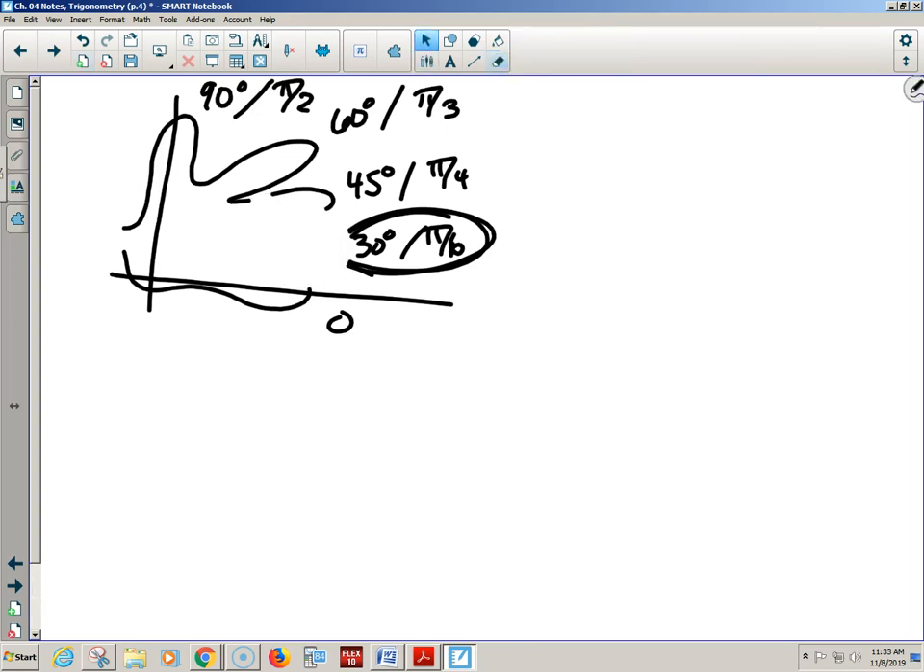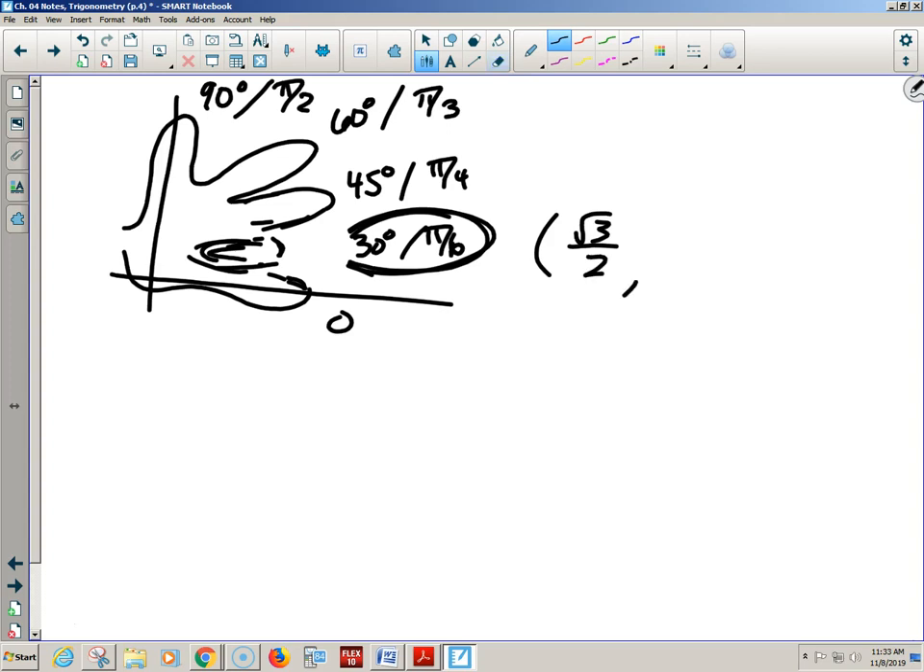Little fingers all the way. When I fold him in, don't you guys see 3 and 1? Hey, isn't it going to be a over a lot? Square root of 3 over 2, and an up a little, 1/2. These guys could point you to your cosine, and this little guy could point you to your sine. Hey, my x is root 3 over 2, and my y is root 1 over 2.